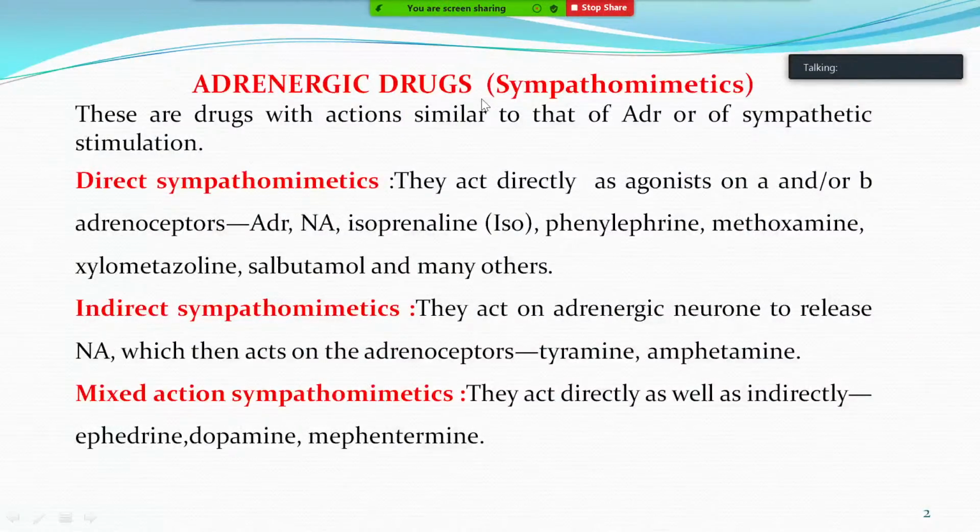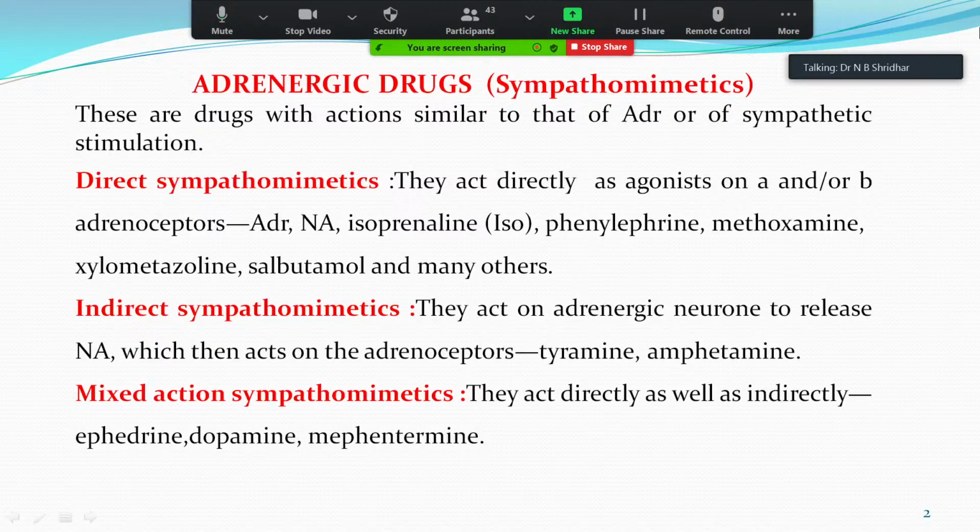So, adrenergic drugs are also known as the sympathomimetic drugs. Sympathomimetic drugs, because they mimic the sympathetic action, and the drugs acting on the sympathetic nervous system are classified as direct sympathomimetics, indirect sympathomimetics, and mixed action sympathomimetics.